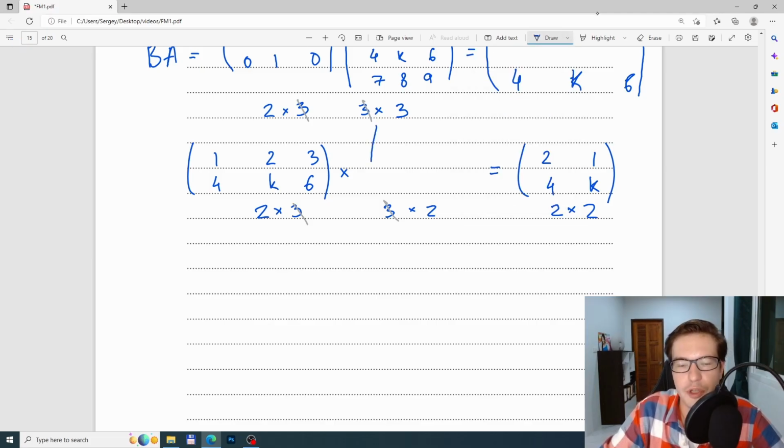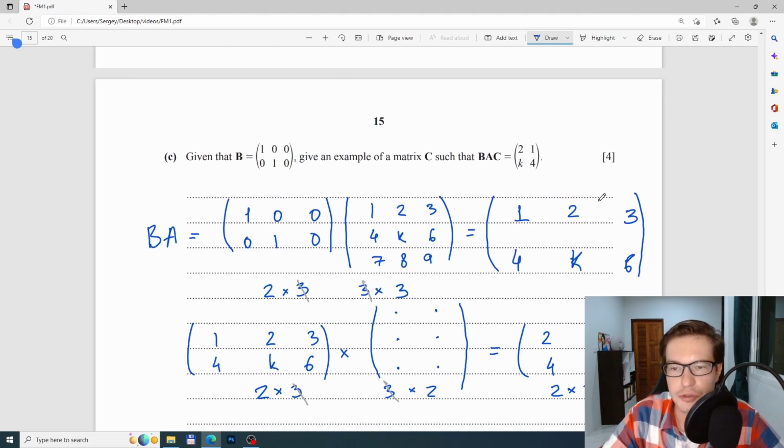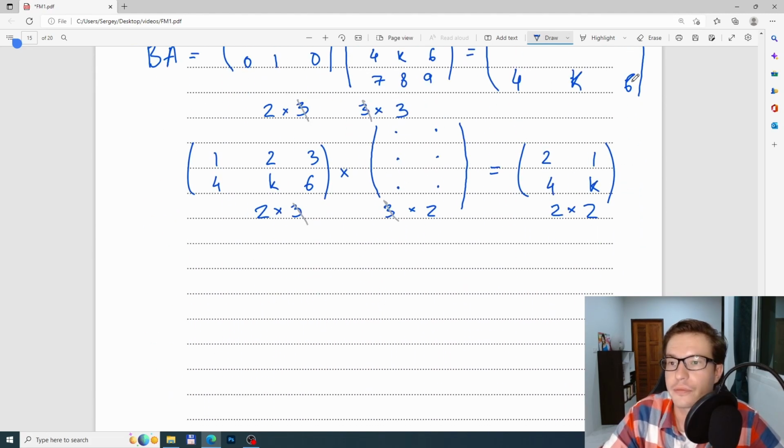3 rows, 2 columns. 1, 2, 3, 4, 5, and 6. Okay. Oh wait, is it 2, 1, 4, K? Is it 2, 1, K, 4? I'm really glad that I noticed. K and 4.